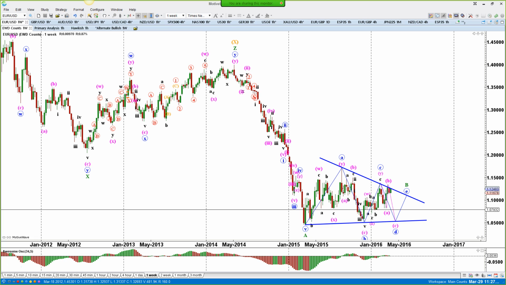Very well, this is the EURUSD on the weekly chart. As you can see, the price is in a consolidation, or in Elliott wave terms, a corrective wave.